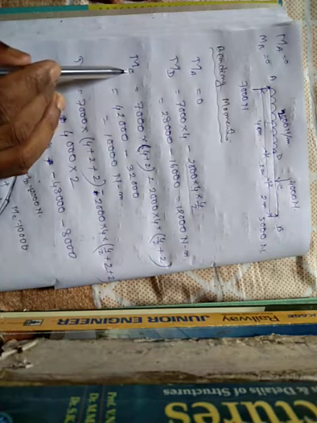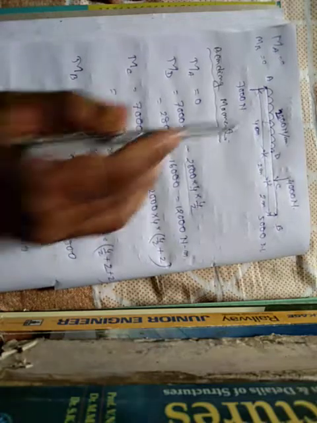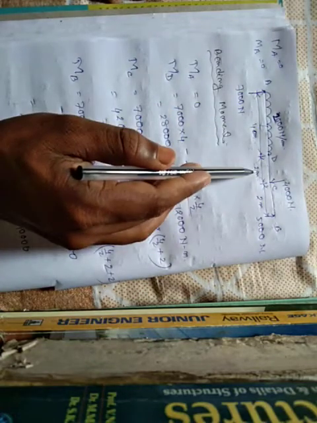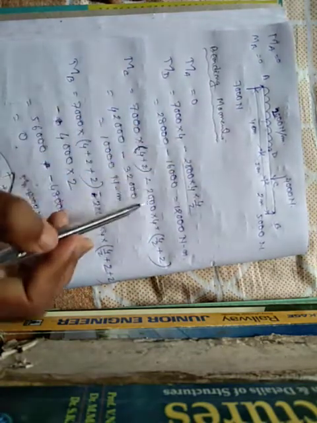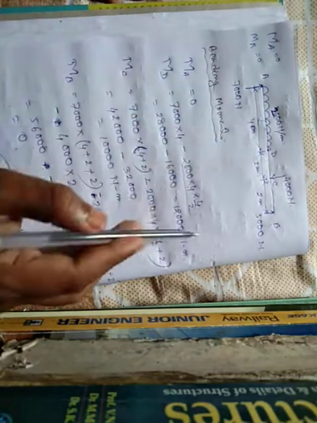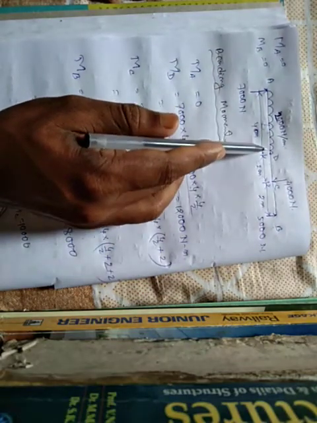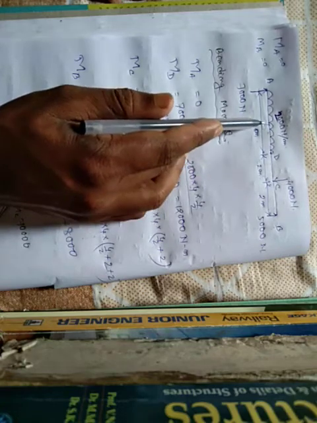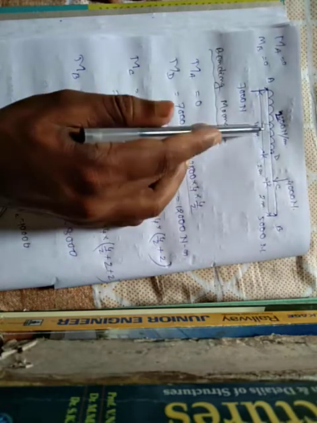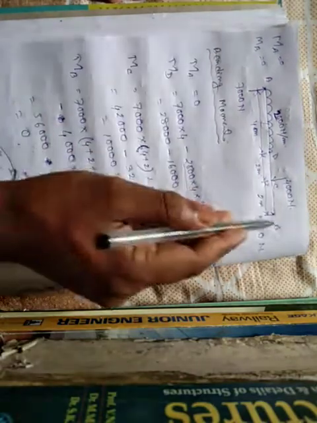For the bending moment at point C, it is 7000 into the total perpendicular distance 4 plus 2, which is 6, minus 2000 Newton uniform distributed load up to 4 meter length, and perpendicular distance 4 by 2 plus 2, which gives 10,000 Newton meter. The bending moment at point B is 0. So this is the bending moment diagram for the simply supported beam.